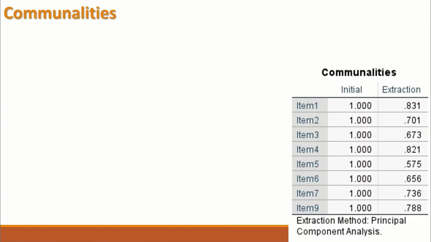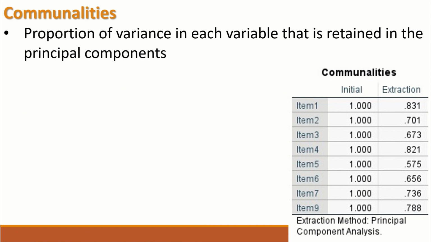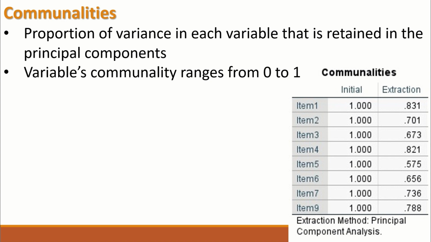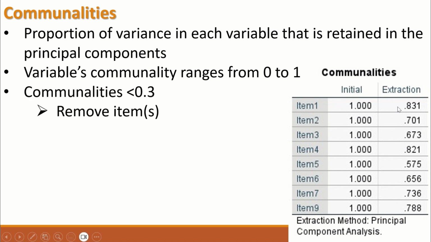The next slide describes a terminology called communalities, which is a table generated from the PCA analysis. Communality is the proportion of variance in each variable that is retained in the principal component. So the value for the communality ranges from 0 to 1, as shown here in the table. The first item has a communality value of 0.8, the second 0.7, and so on.